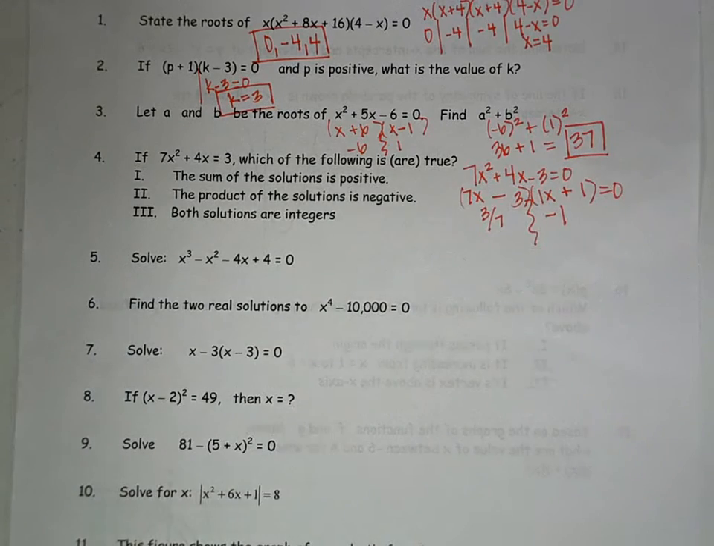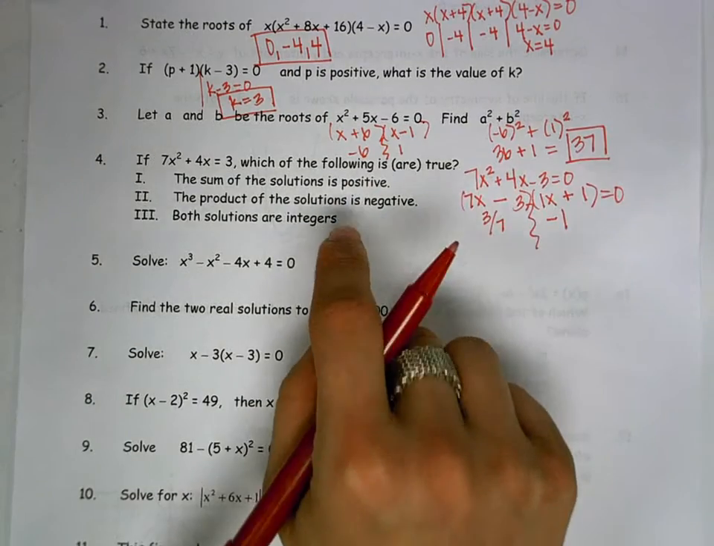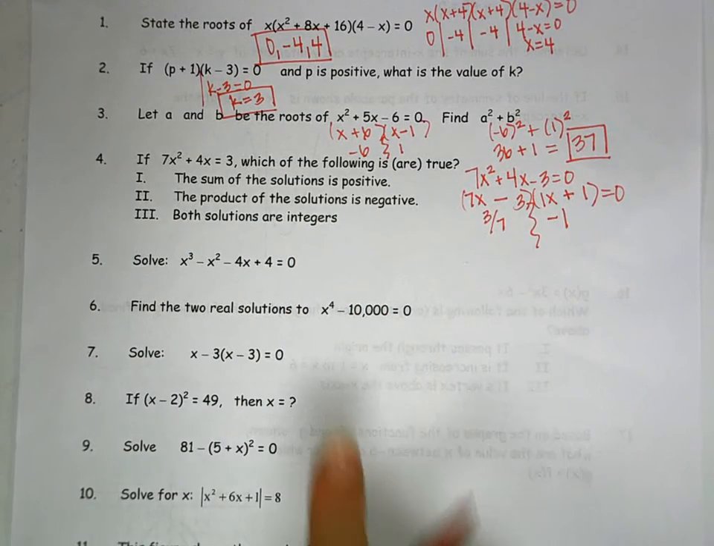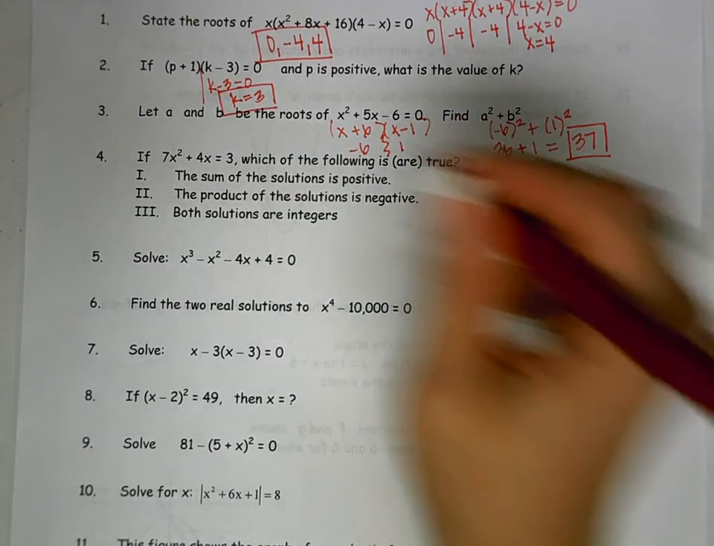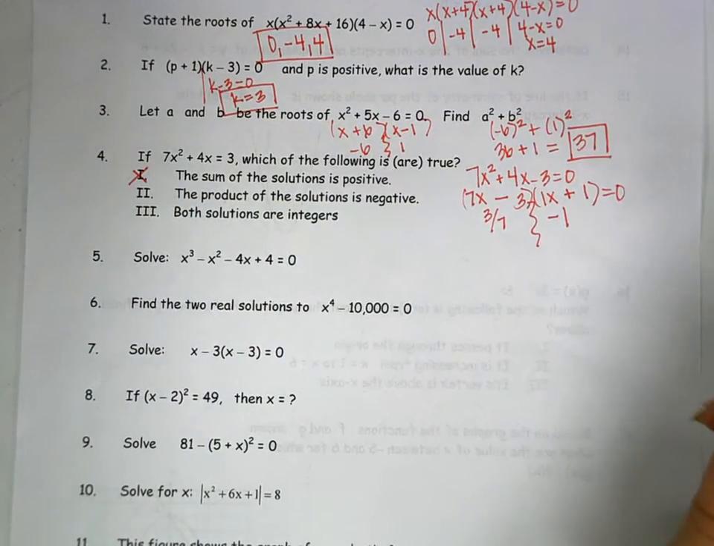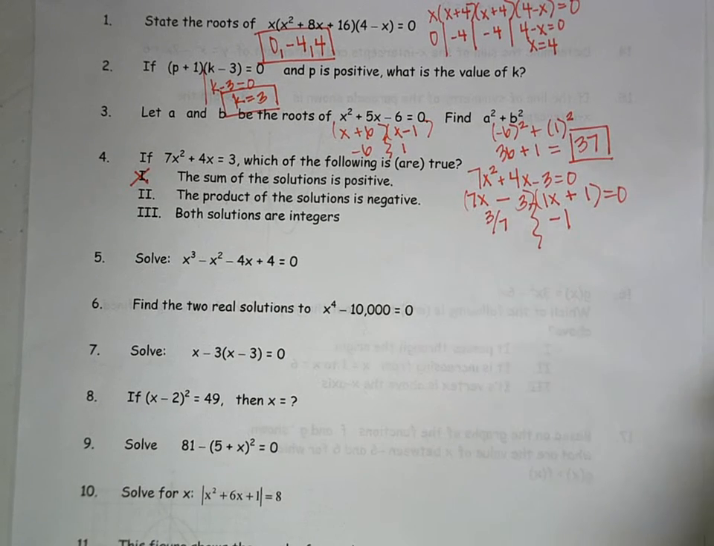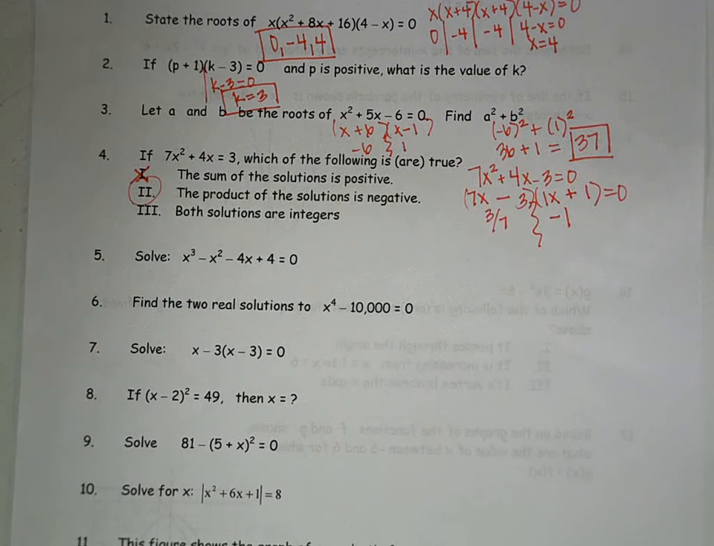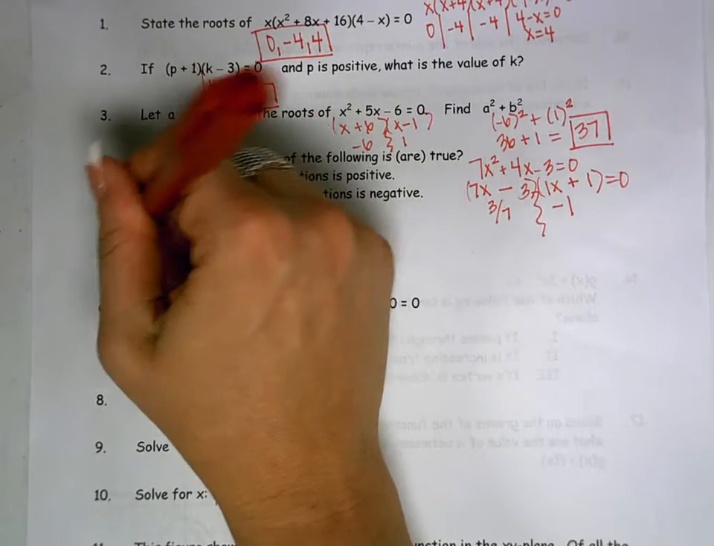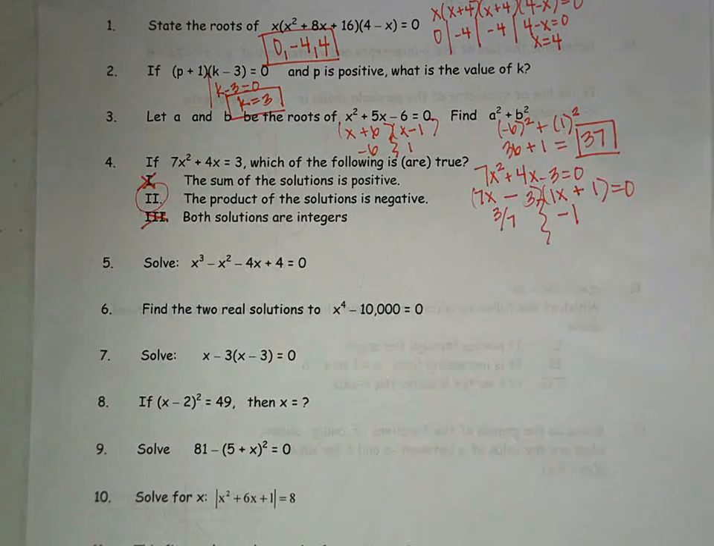Now, look at these. We want to know which one is true or are true. So there could be multiple answers here. The sum of the solutions is positive. Sum means add. If I added those together, would it be positive? No. The product of the solutions is negative. That means multiply. If I multiply those together, will it be negative? Yes. And both solutions are integers. What is an integer? Whole numbers. Doesn't matter if they're positive or negative, but whole numbers. So 3 over 7 is not a whole number, so that does not work. So just answer number 2. But you could have multiple answers there as well.